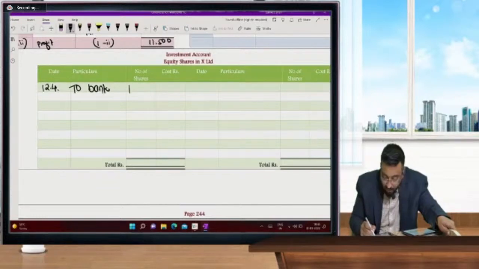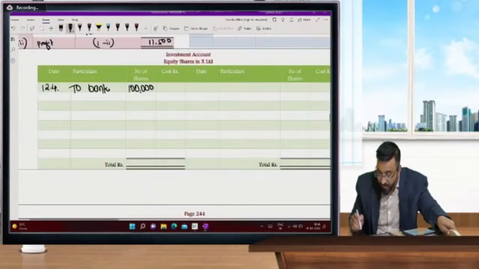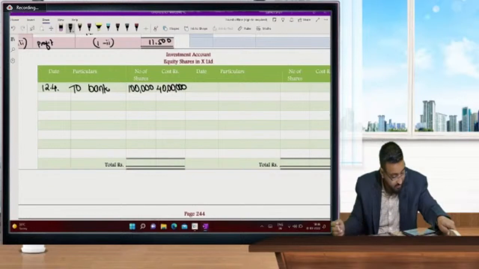Number of shares 1 lakh, and at what price it is purchased? 40 lakhs. Face value, why it is important? Dividend calculation. Very good. Now focus properly. 40 lakhs.